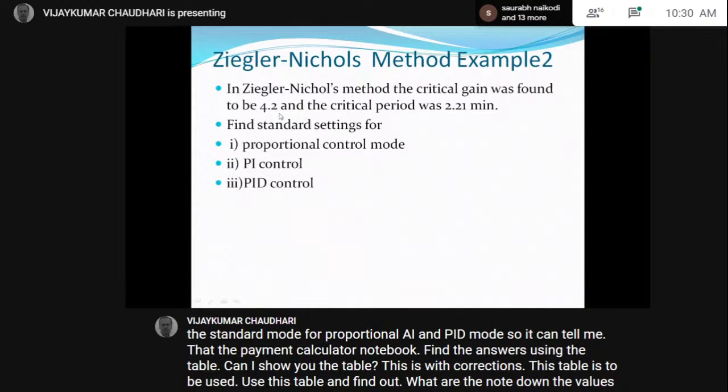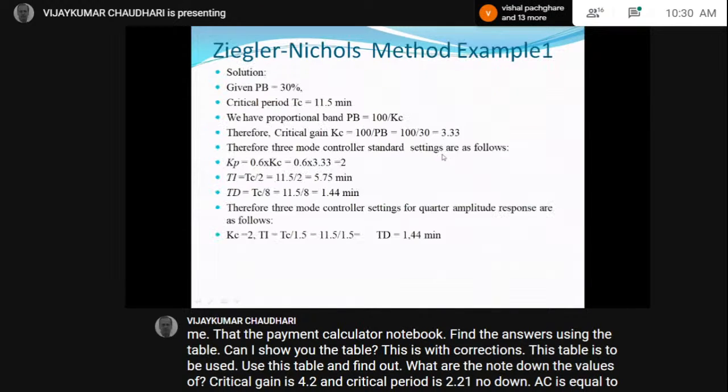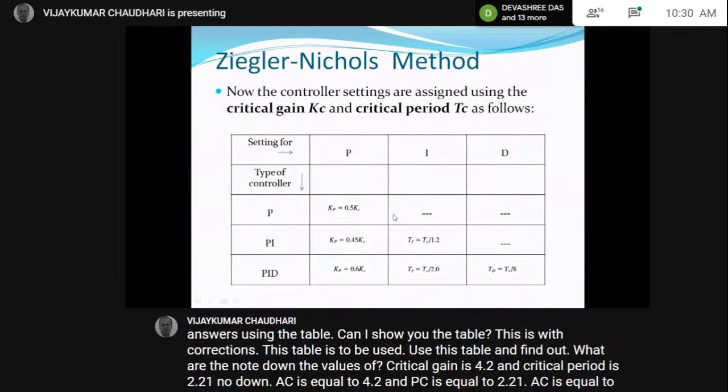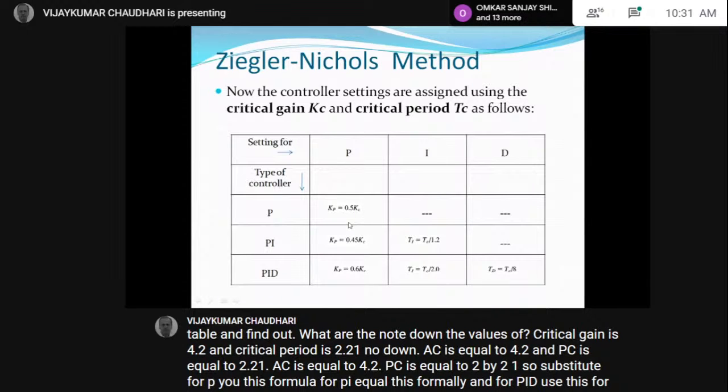Note down the values: critical gain Kc is 4.2 and critical period Tc is 2.21. So substitute for P, use this formula. For PI, use this formula. And for PID, use this formula. And find out the settings Kp, Ti, and Td.